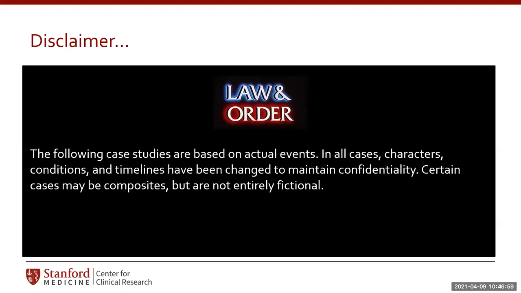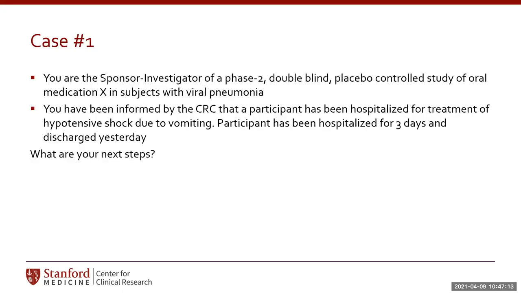So here we have the punchline here. So these are all fictitious. So none of you will suspect that you're hearing cases that involve your own subjects and research. So let's go ahead and get started with the next one. Case one, so you're the sponsor investigator of a phase two double-blind placebo-controlled study of oral medicine X in subjects with a viral pneumonia. You have been informed by the research coordinator that a participant has been hospitalized for treatment of hypotensive shock due to vomiting.